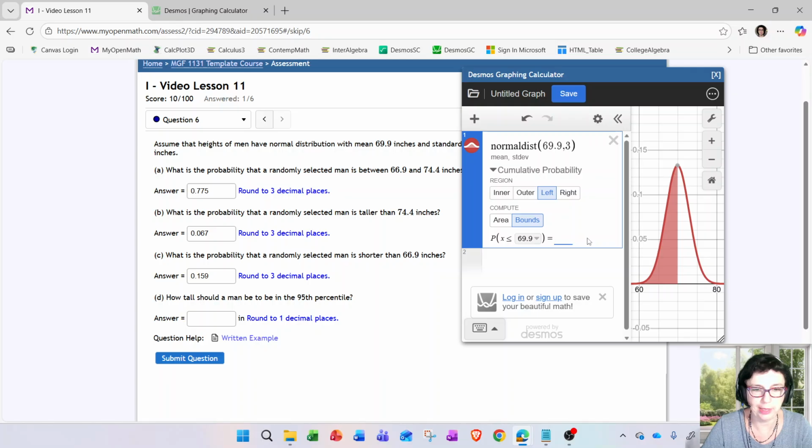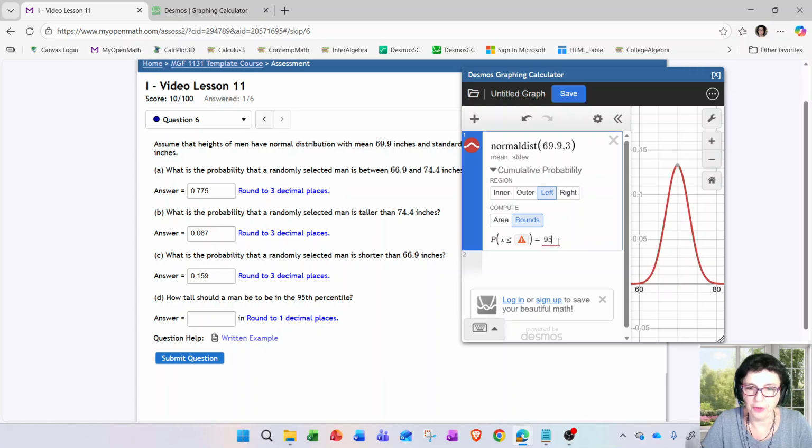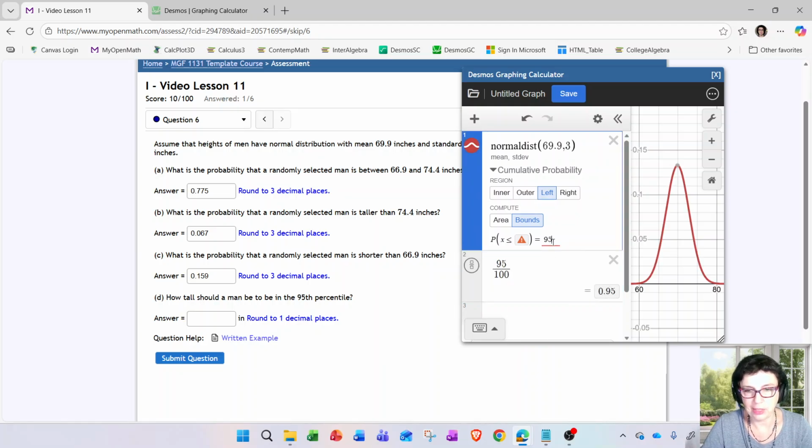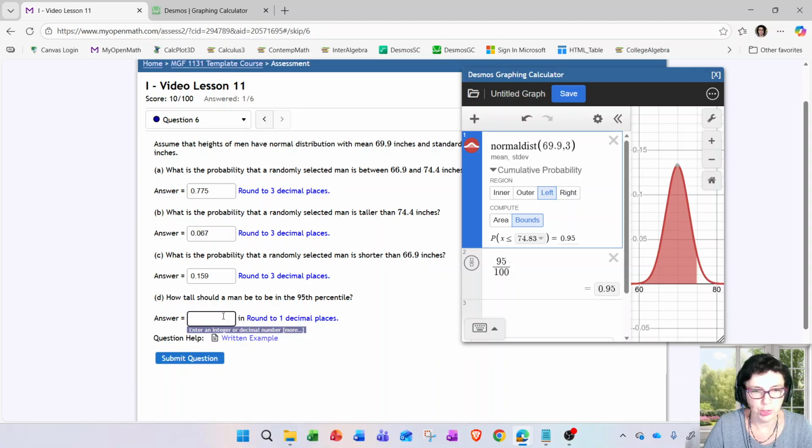All right, so let's delete that. But if you put 95, Desmos is going to complain and say, excuse me, this is not good. It should be a number between 0 and 1. So you need to take 95, divide that by 100, and that decimal representation of the percent you put into the blank, and then the corresponding answer, which in this case is 74.83, which makes sense. It should be a tall person.